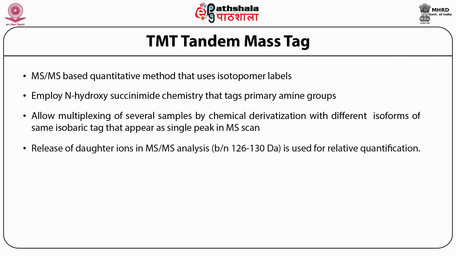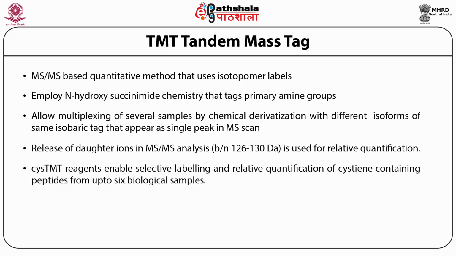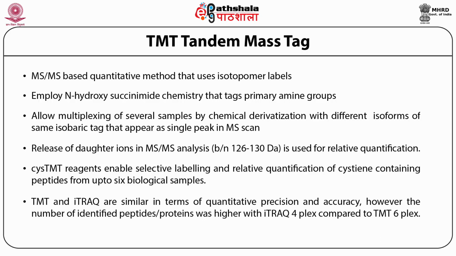The release of the daughter ions in MSMS analysis, which could range between 126 to 130 Dalton, is used for relative quantification. These TMT reagents enable selective labeling and relative quantification of cysteine containing peptides from up to 6 biological samples. TMT and iTRAQ are similar in terms of quantitative precision and accuracy. However, the number of identified peptides or proteins is higher with the iTRAQ as compared to a TMT 6-plex.